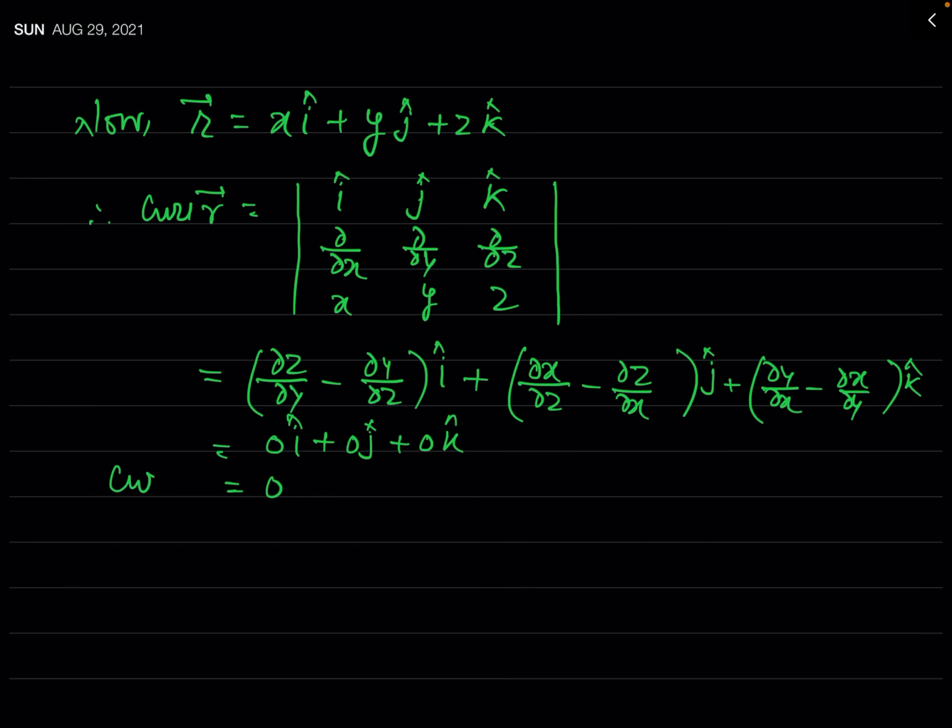So you can see curl of R is equal to 0, and as I have told you, you can write this result directly because you know R is an irrotational vector, and if R is irrotational, definitely its curl will be 0. So this result implies that R is an irrotational vector.